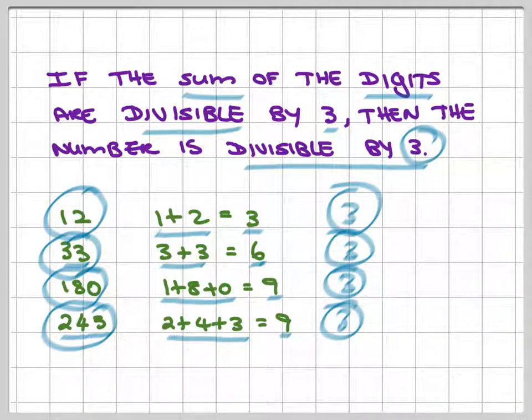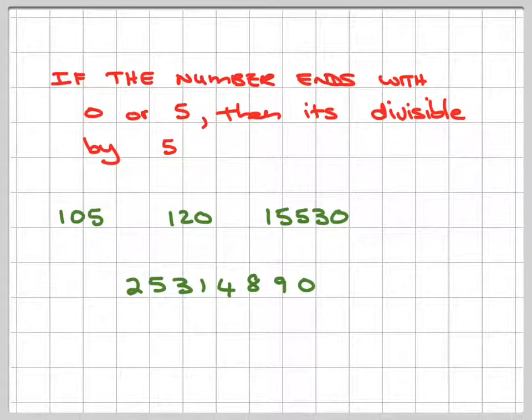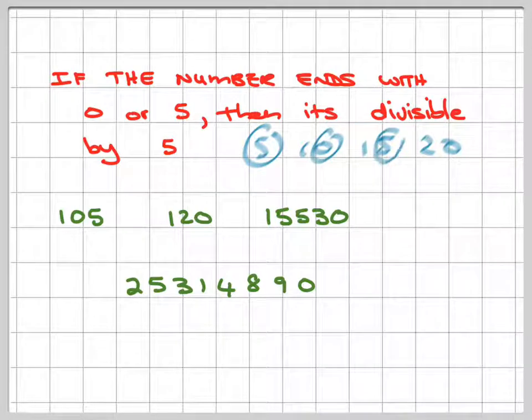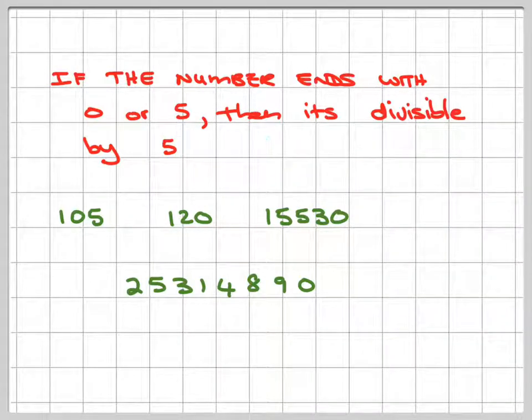Right, next one. If the number ends with 0 or 5, then it's divisible by 5. You know that from your 5 times table, because it goes 5, 10, 15, 20: 5, 0, 5, 0. So you can see the pattern. So if they end in a 0 or 5, a 5 will be a factor. Okay, got it? So we've got here 105.